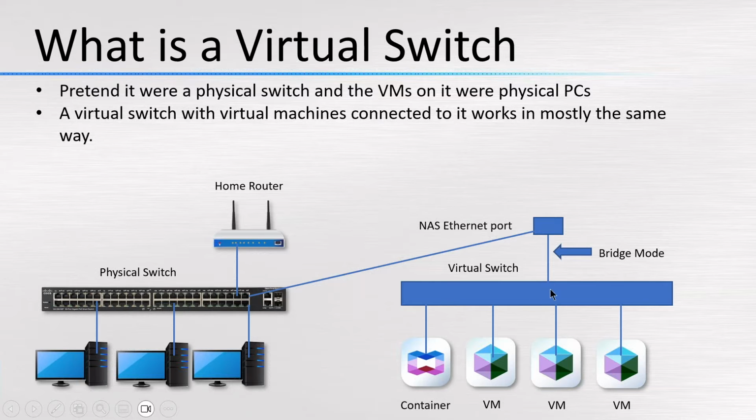The main difference is you first bridge it to the NAS Ethernet port, and after that, it works basically the same as a physical switch, at least in bridge mode. I will talk about some other modes that maybe work a little bit differently, but at least in bridge mode, it works almost exactly the same as a physical switch. And if you think of it the same as a physical switch, I think it's pretty easy to understand.